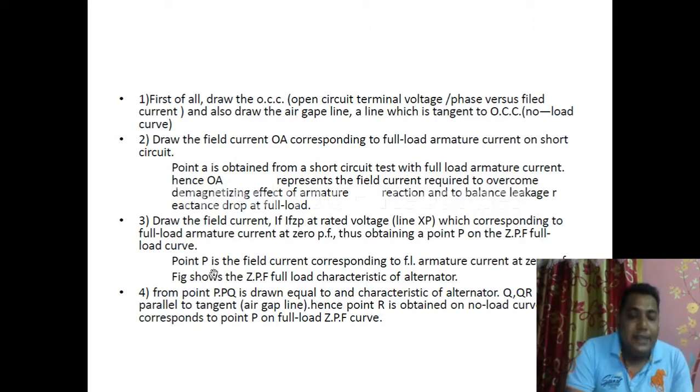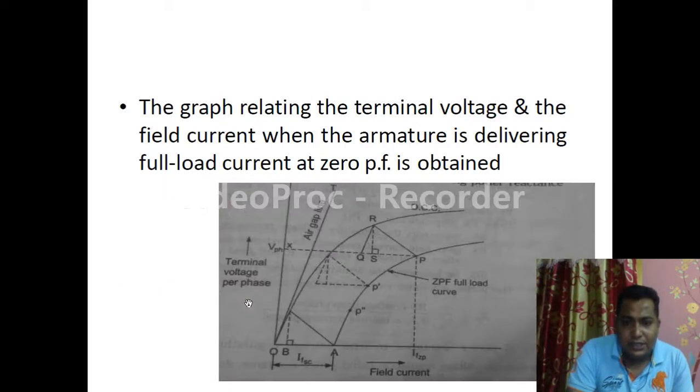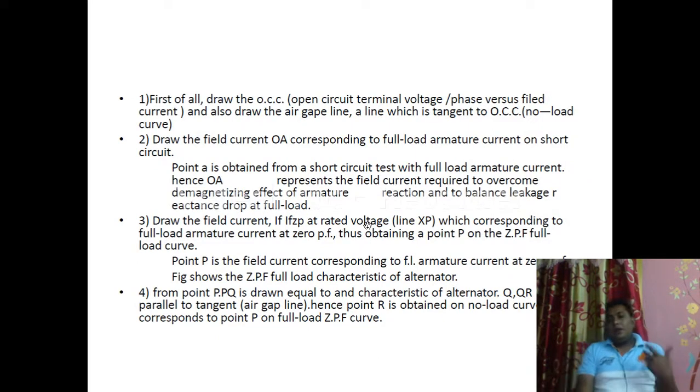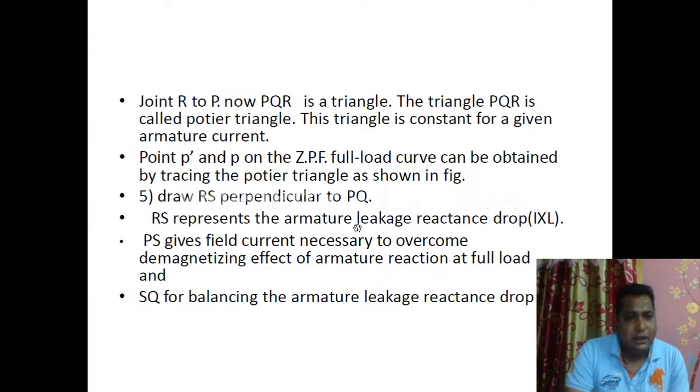This point P is the field current corresponding to the full load armature current at zero power factor, and it shows us the zero power factor full load characteristics of the alternator. From point P, PQ is drawn equal to OA. Then QR is drawn parallel to the tangent. So this is the PR line, and from there we will draw this line RQ. Like this, we can find out the ZPF curve, and from there we can find out the regulation.